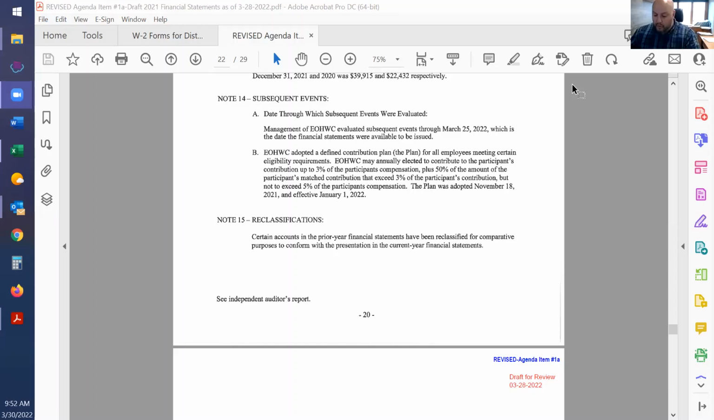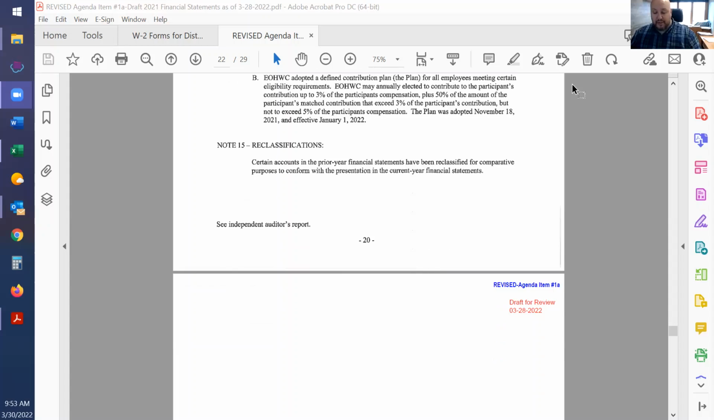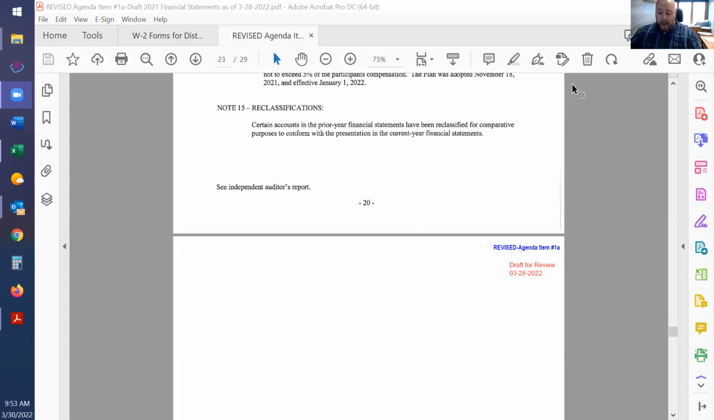You'll note here that there was a new defined contribution plan that was enacted and goes into effect in 2022. So that will be an additional footnote next year where we'll disclose the amount that was contributed there. Reclassifications is just a requirement saying that there may be some numbers from last year that have been reclassified in different categories to make the presentation with the current year more understandable. I don't believe we had any, but we're required to state that anyway.